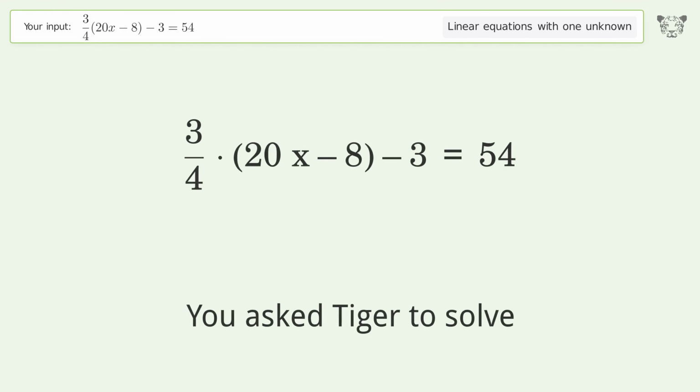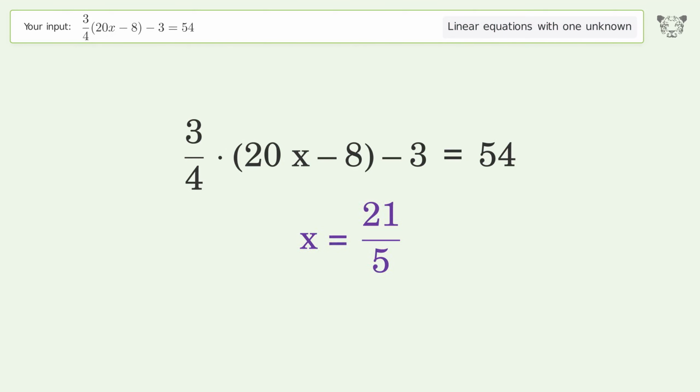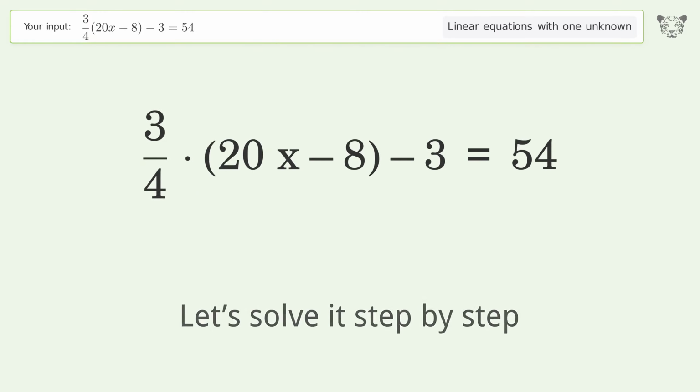You ask Tiger to solve this. This deals with linear equations with one unknown. The final result is x equals 21 over 5. Let's solve it step by step.